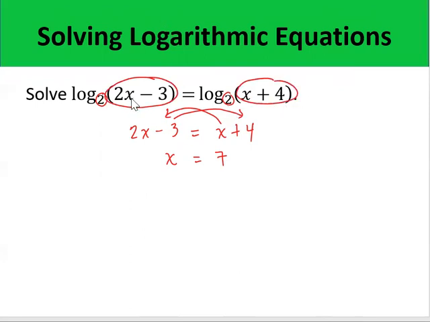Okay, so if we substitute 7 here, 2 times 7 is 14. 14 minus 3 is positive 11. So x equals 7 is okay for this logarithm. And then for x plus 4 as parameter, we have 7 plus 4 is positive 11. So also this is okay. Which means that x equals 7 is a solution of this equation.